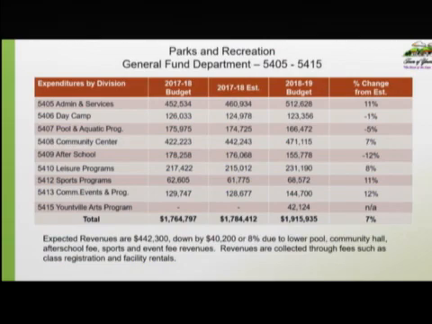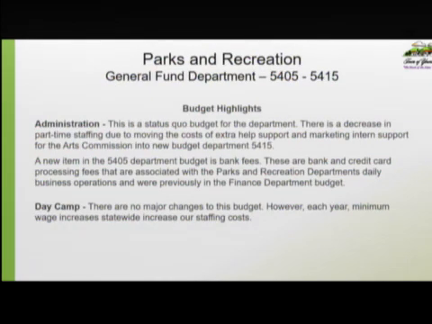Good morning, Council and Mayor. So we are looking at the Parks and Recreation Department General Fund budget. Overall, we have a 7% increase across all of our different divisions, which is consistent with what Maria described earlier, mainly due to increased cost for staffing. So I'll go through quickly each of our areas.